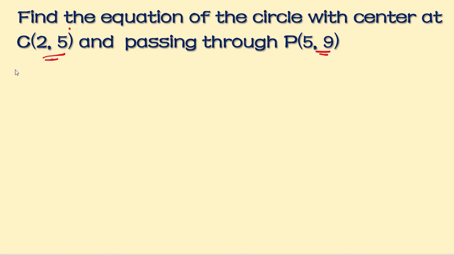Kung ito-drawing natin yung illustration nito ng circle, si 2, 5 ay somewhere here: 1, 2, 3, 4, 5. So, ito yung center ng circle. And then, yung nagpa-pass through, so 5, 9: 6, 7, 8, 9, and then 3, 4, 5. So, it's somewhere here. Ayan. So, ibig sabihin, kapag binaybay mo yung circle, dadaan siya sa 5, 9.